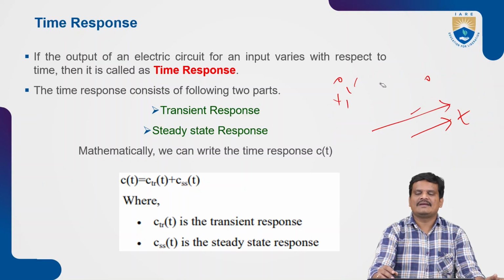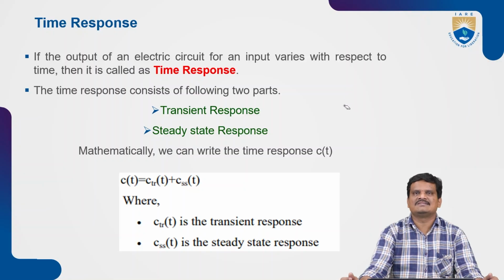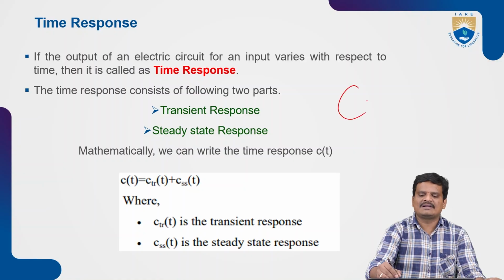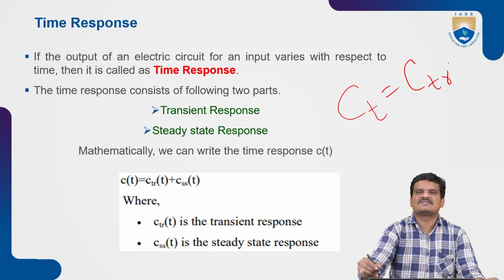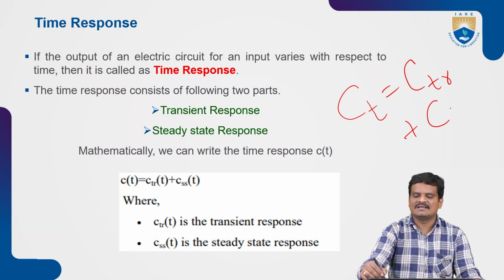Suppose you want to calculate the time response for a particular circuit, you need to calculate two types of responses. The first one is the transient response and the second one is the steady state response. Let me consider the time response as C(t). In order to calculate the time response of a circuit, we need to calculate the transient response of the circuit, that is C_TR, and also the steady state response of the circuit, that is C_SS.